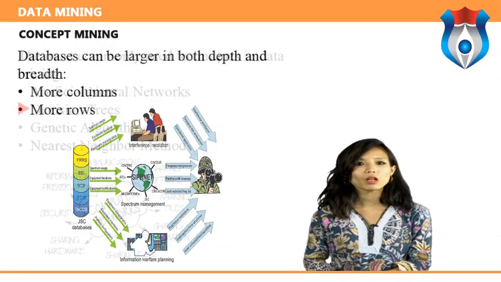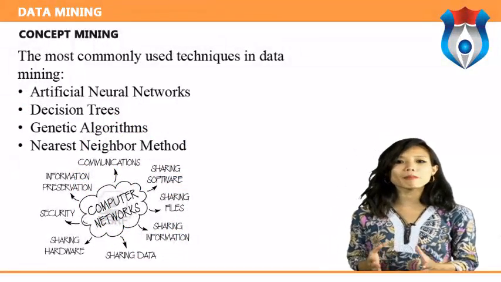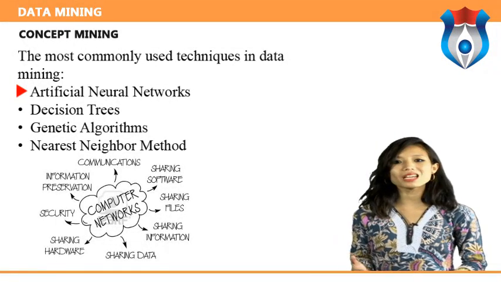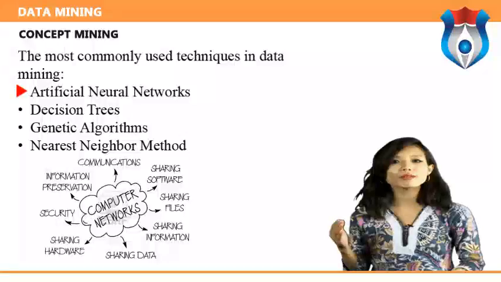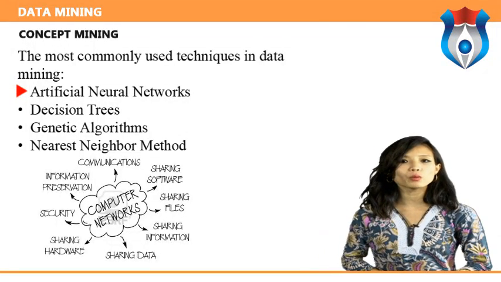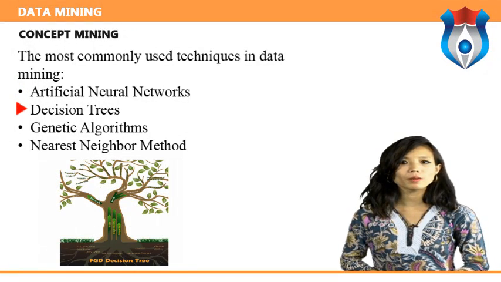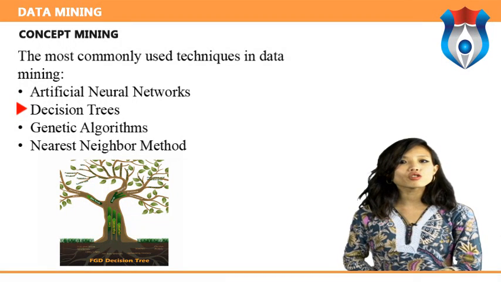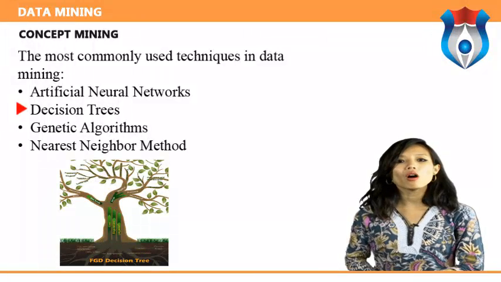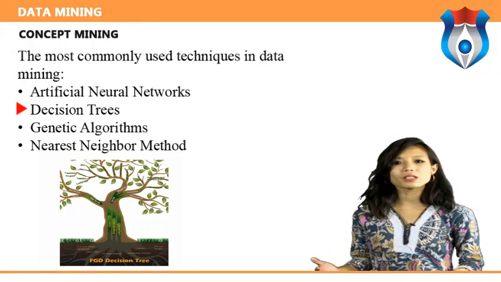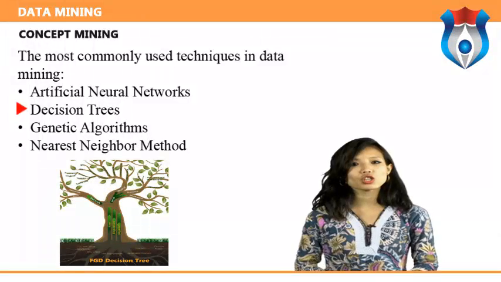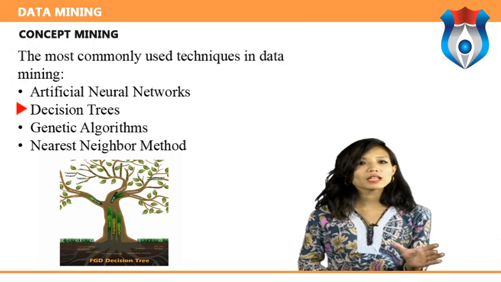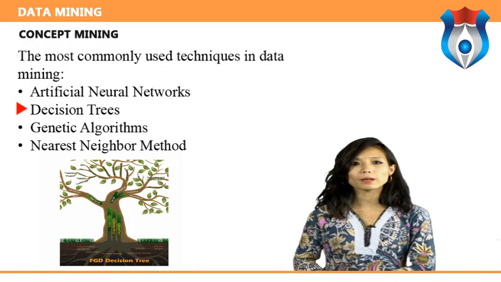segments of a population. The most commonly used techniques in data mining are artificial neural networks, nonlinear predictive models that learn through training and resemble biological neural networks in structure; decision trees, tree-shaped structures that represent sets of decisions. These decisions generate rules for the classification of a data set. Specific decision tree methods include classification and regression trees, CART, and chi-square automatic interaction detection, CHAID.